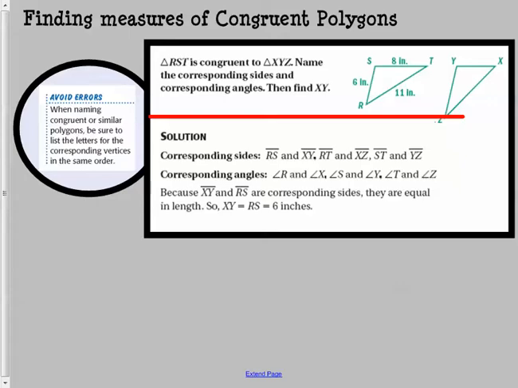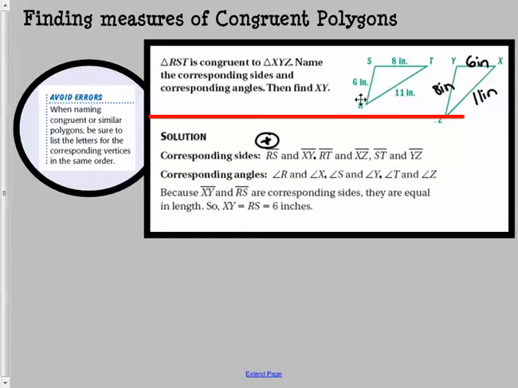If the figures are congruent, it's much easier because we know all the side lengths that pair together are equal. So, for example, we know that RS right here corresponds with XY. So this length is also 6 inches. We know that RT, this slanty side, pairs with XZ, so this is 11 inches. And we know that YZ pairs with ST, so this is 8 inches. And these are how we write them, okay?